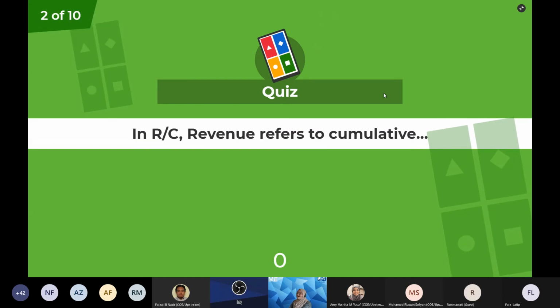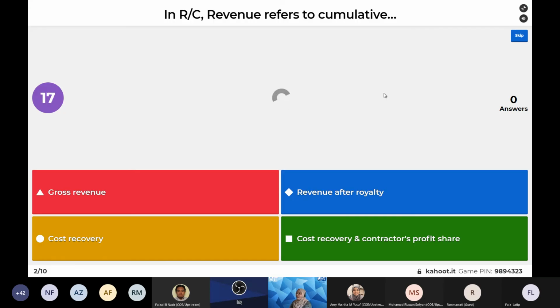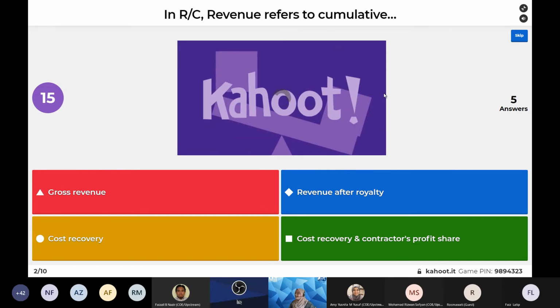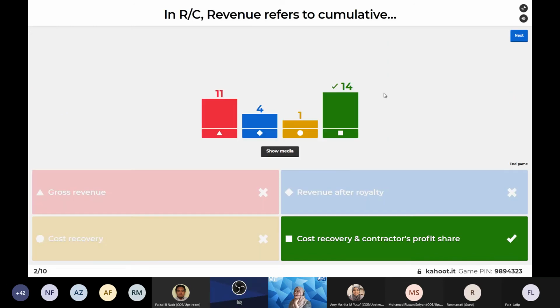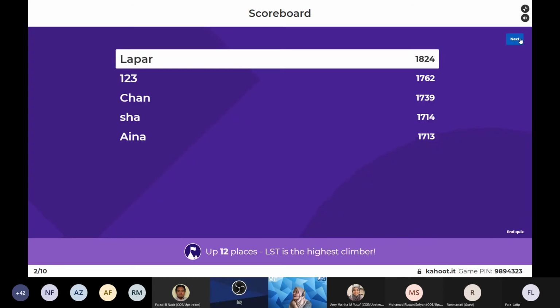In R over C, revenue refers to cumulative: gross revenue, revenue after royalty, cost recovery, or cost recovery and contractor's profit share? It's cost recovery and contractor's profit share. Many also answered gross revenue. Let's see who's leading. It's Lapar again, followed by 1, 2, 3, and then Chan.